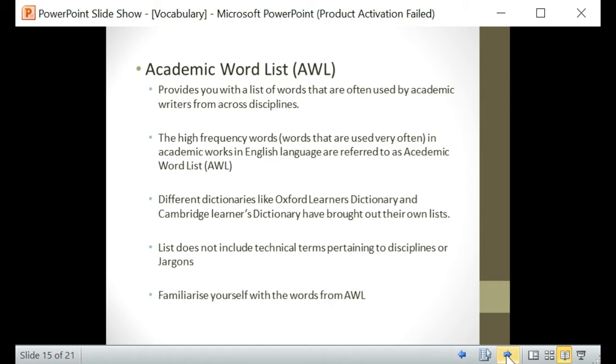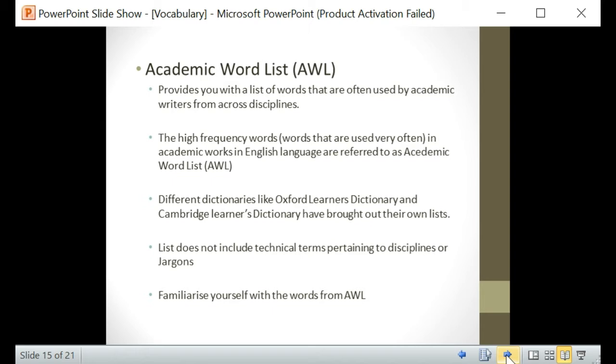Okay, the high frequency words that are used very often or most often. The high frequency words in academic works in English language are referred to as academic word list. Make sure you know what academic word list is, because there are activities given to you from this area. Different dictionaries like Oxford Learners Dictionary and Cambridge Learners Dictionary have brought out their own lists, as I've already told you.